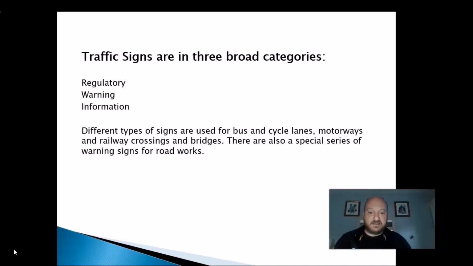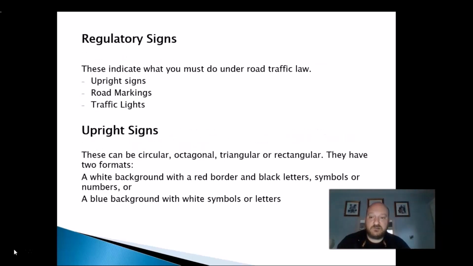Different types of signs, use of bus and cycle lanes, motorways, railway crossings, bridges. There are also special signs for roadworks. They are mandatory ones, really. Regulatory signs, these indicate what you must do under road traffic law. Upright signs, road markings, and traffic lights.